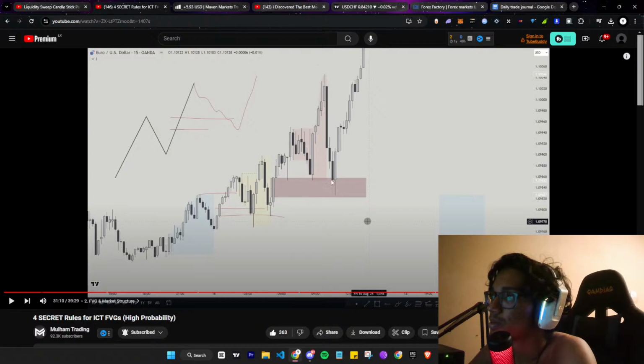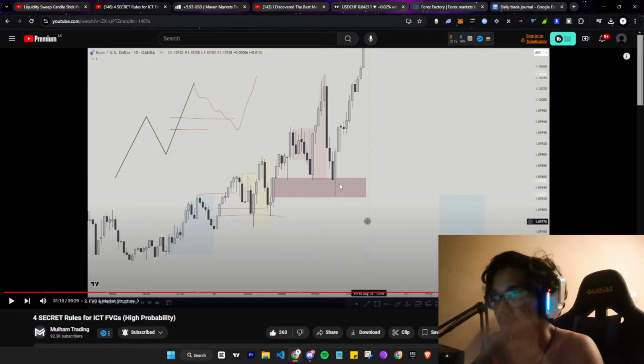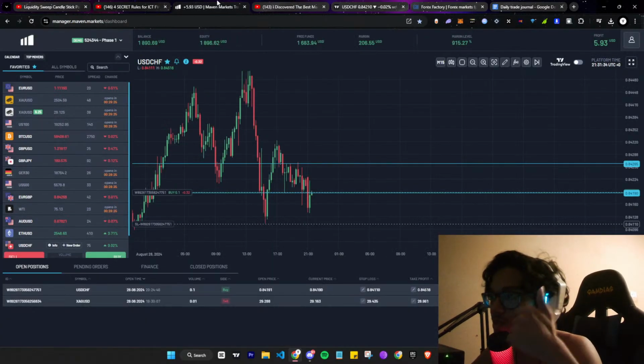So we balance price, we sweep these lows, and we balance price conveniently because this is a higher time frame fair value gap. That's what we're holding here.